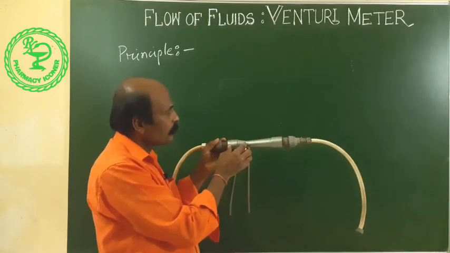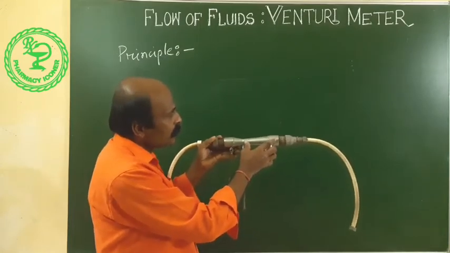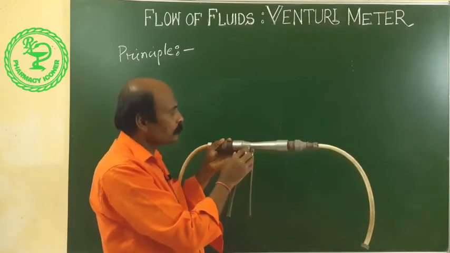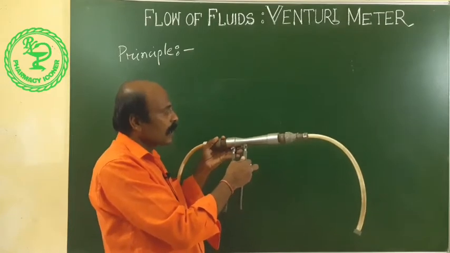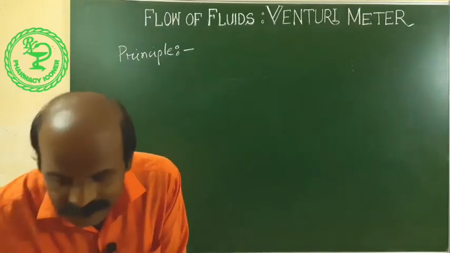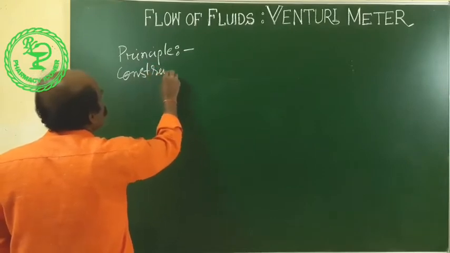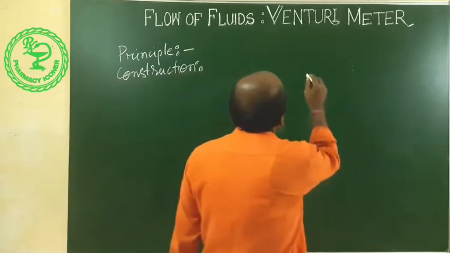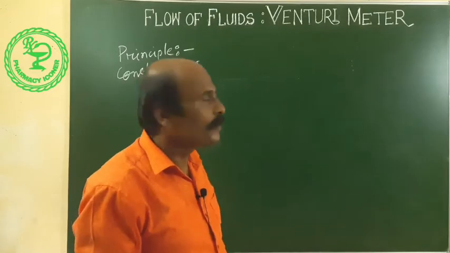This area for the upstream is short and this is long for downstream. Why? Later we will discuss it. So, this is the principle behind it. Now, we will draw the construction. I will show a very easy way to draw the venturimeter.